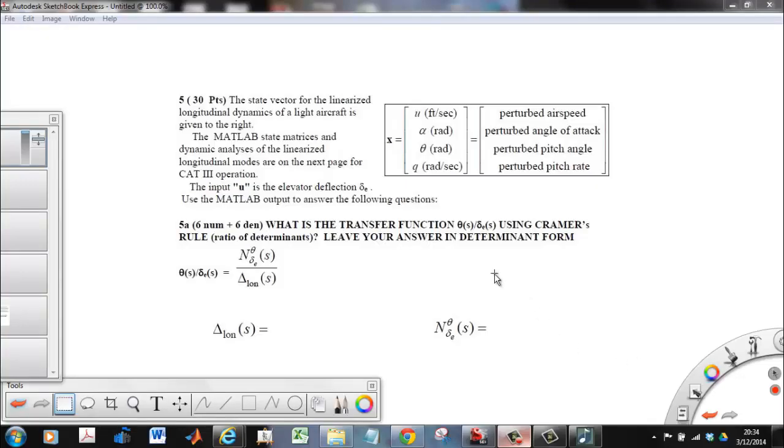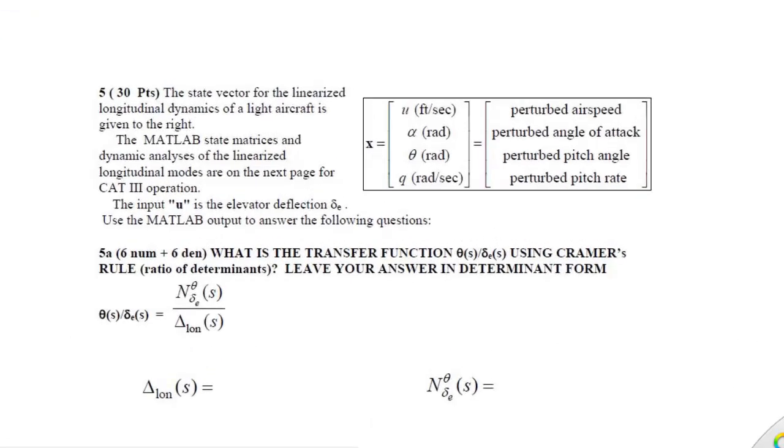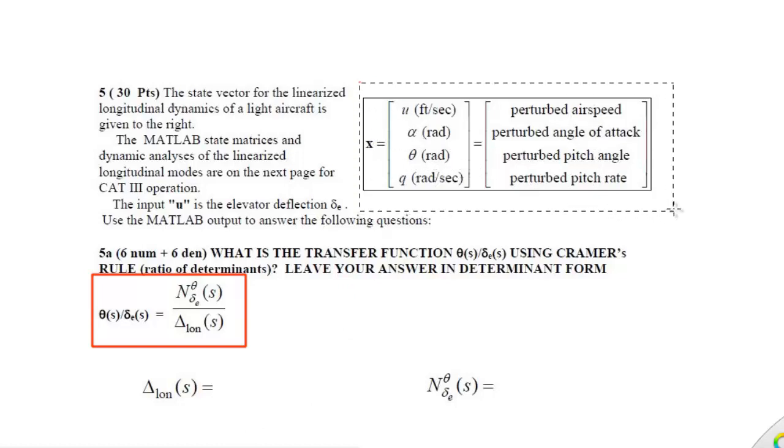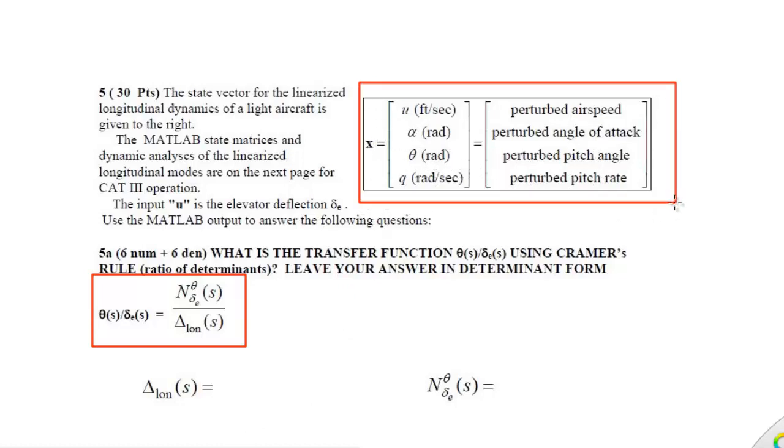All right, this last problem asks us to set up the Cramer's solution, which is shown here for theta to delta E. And we can see that from the state vector, theta is the third state. So that's all we need to remember. Cramer's rule is going to look for the characteristic equation and the coupling numerator.